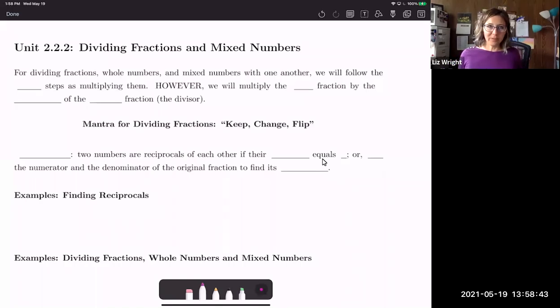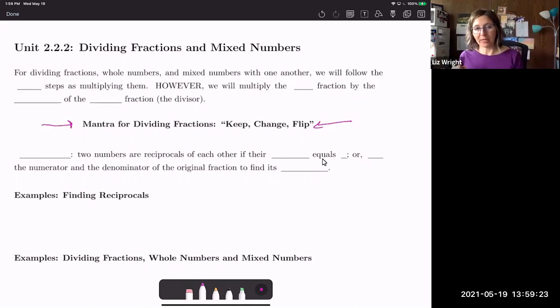Hi everybody, in this video we are going to talk about unit 2.2.2, which is dividing fractions and mixed numbers. The great thing about this topic is that it's just like our previous topic, except we add one tiny extra step where instead of just multiplying straight across, we keep that first fraction, we change our division sign to multiplication, and we flip that second fraction because we are essentially multiplying by the reciprocal of the second fraction, which is where we get our mantra of keep, change, flip.